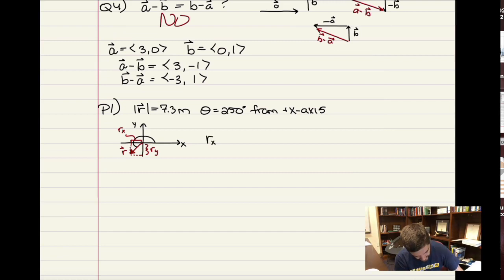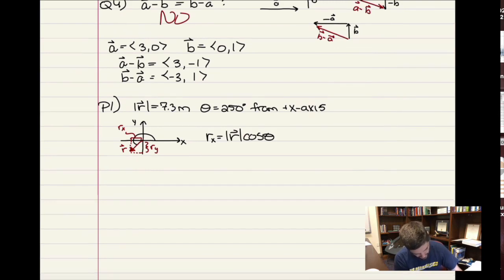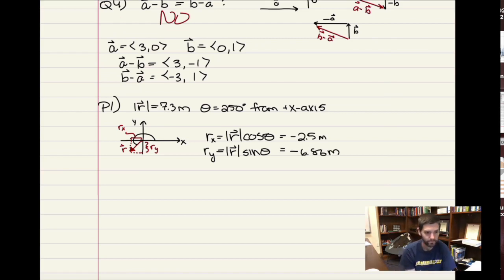Now, if you use the book notation, like what we wrote down before, these will hold, and if you use 250 degrees, this will get you something like negative 2.5 meters, and this will give you something that's 6.86 meters. And you should always interpret that: does that make sense? If I look at that vector I drew in red, it's pointing to the left and down. Left is the negative direction for x, and down is the negative direction for y, so I should expect both of these numbers to be negative, which they are. So that's good.